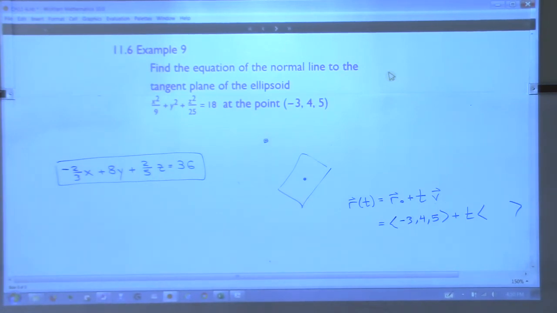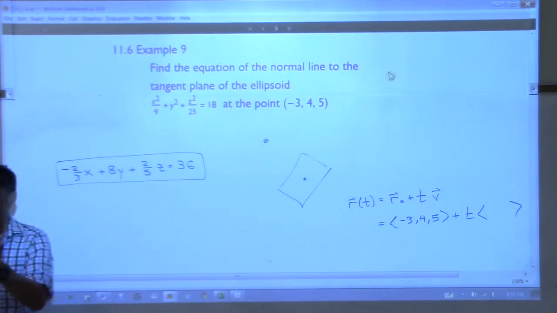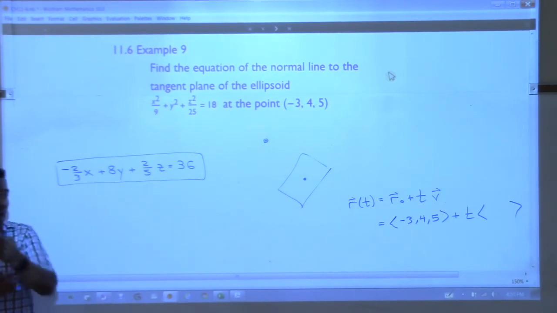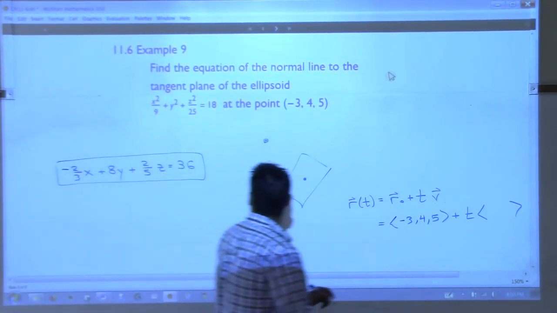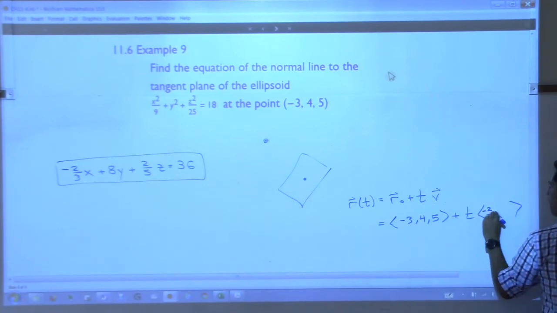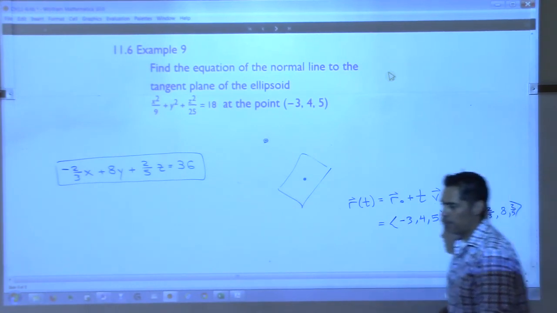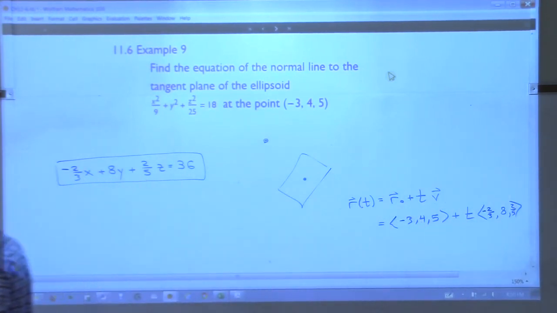You just use the coefficients. Yeah, you use the coefficients. These numbers right here, negative 2/3, 8 and 2/5, are the normal vector of the plane, aren't they? Yes. So the normal vector of the plane comes out of the plane perpendicular to the plane, so that is basically the direction of the line we're looking for. So we just use those, negative 2/3, 8, 2/5, and we're there. So you put those together. Okay.